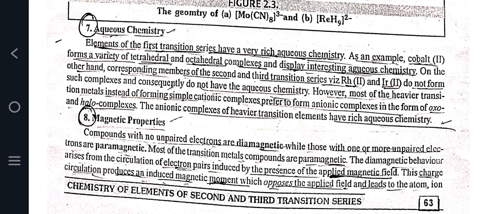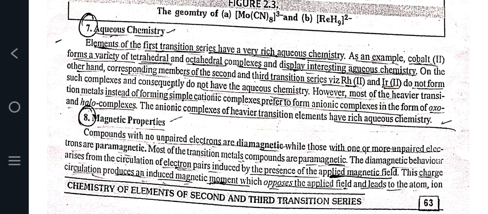Seventh, aqueous chemistry. Elements of the first transition series have a very rich aqueous chemistry. As an example, cobalt(II) forms a variety of tetrahedral and octahedral complexes and displays interesting aqueous chemistry. On the other hand, corresponding members of the second and third transition series, from Rh(II) to Ir(II), do not form such complexes and consequently do not have the aqueous chemistry. However, most of the heavier transition metals, instead of forming simple cationic complexes, prefer to form ionic complexes in the form of oxo or halo complexes. The ionic complexes of heavier transition elements have rich aqueous chemistry.